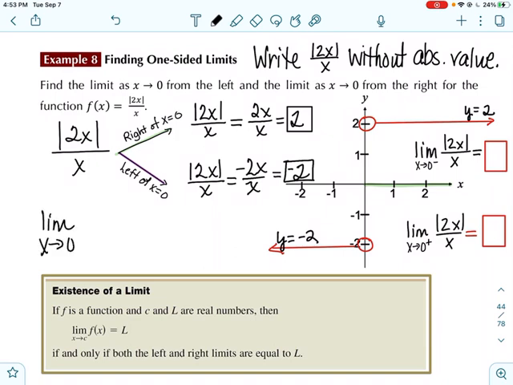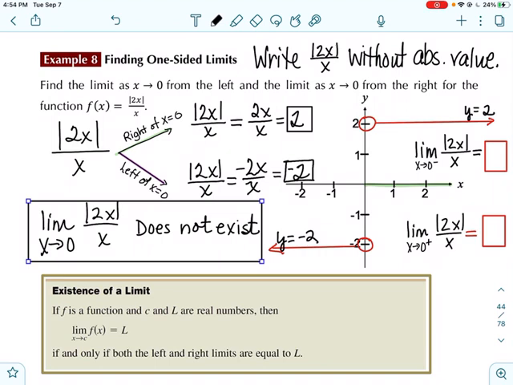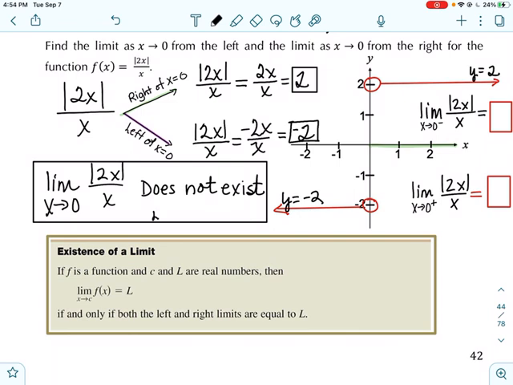If we're going to take the limit as x approaches 0, we're just going to say the limit as x approaches 0 of the absolute value of 2x over x does not exist. Let's put a little note in there: it doesn't exist because the left and right limits are not the same. So that's the way we say that. The left and right aren't equal.